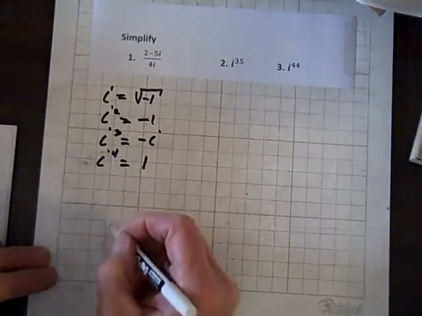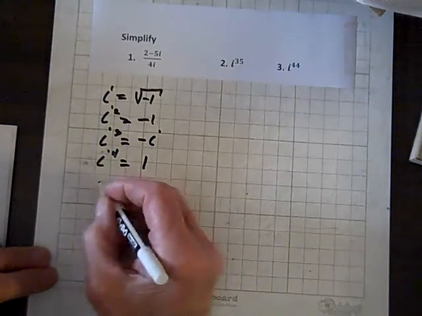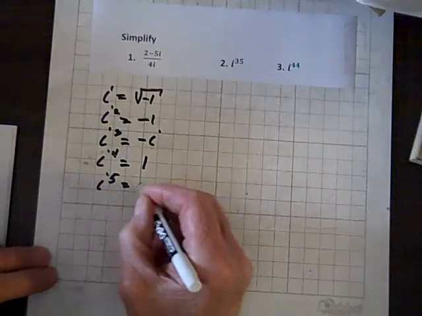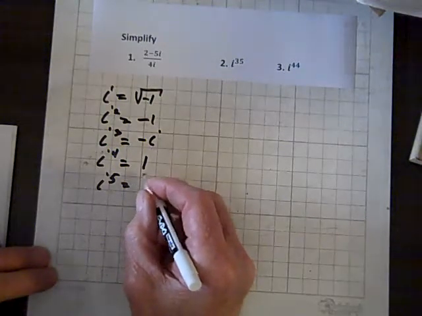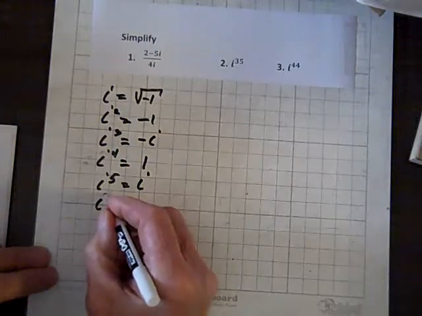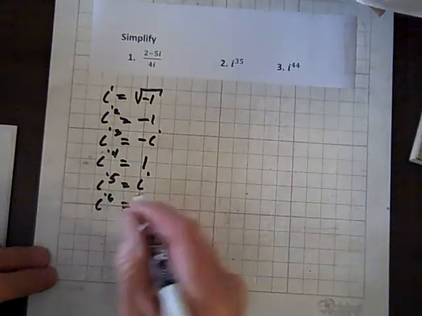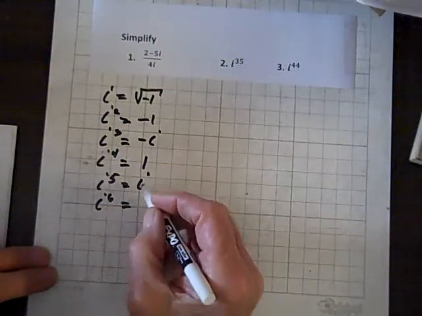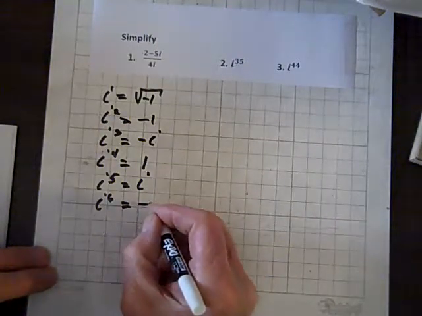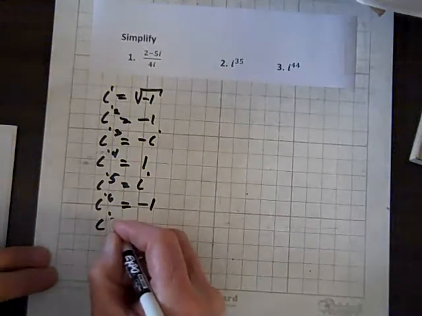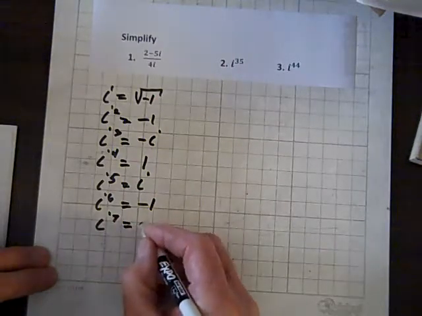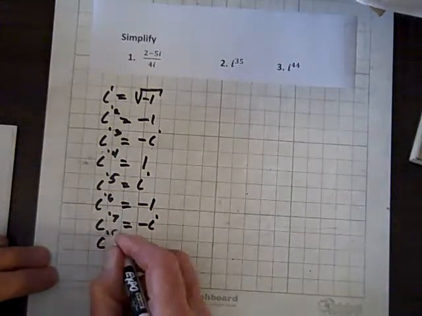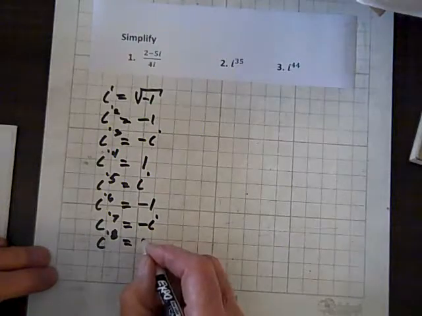Now, we could keep going, but here's the point. In fact, why don't I keep going? i to the fifth equals 1 times i, which is i. i to the sixth equals i to the fourth, which is 1, times i squared, which is -1, so that's going to be -1. i to the seventh equals -1 times i, which is -i. And i to the eighth equals 1.